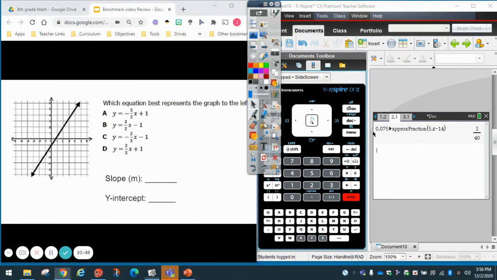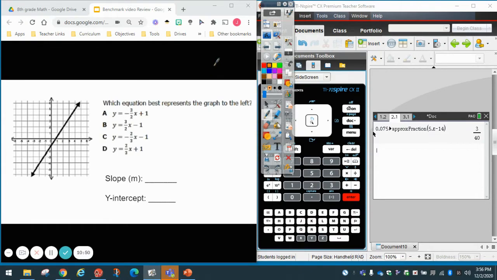Now let's do a multiple choice question. It says, which equation best represents the graph to the left? So here's my graph. So again, the first thing that we're going to do is highlight the y-axis to find the y-intercept. Good job. So the black line touches the green line right here at -1.